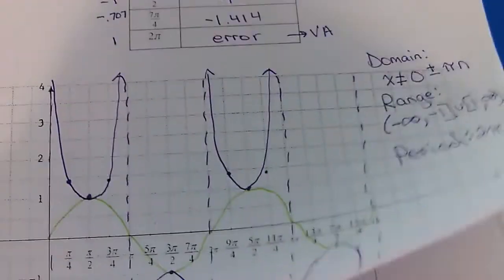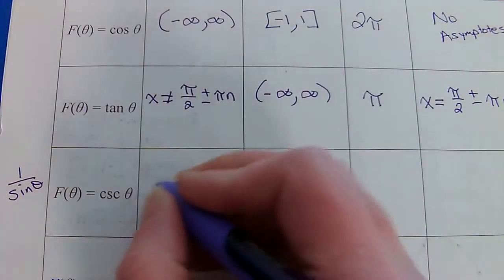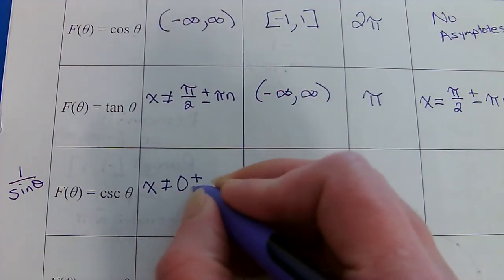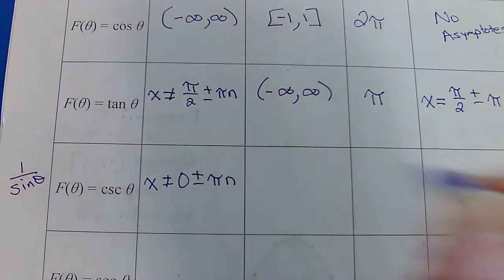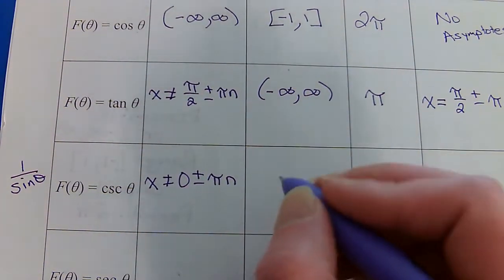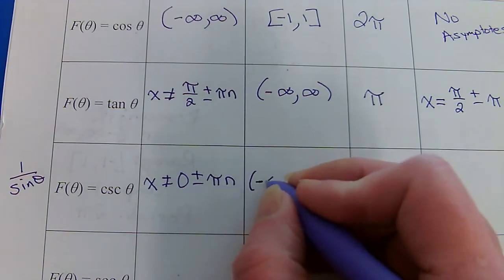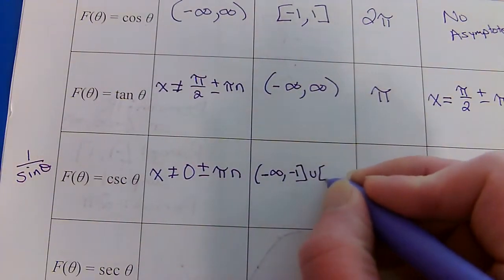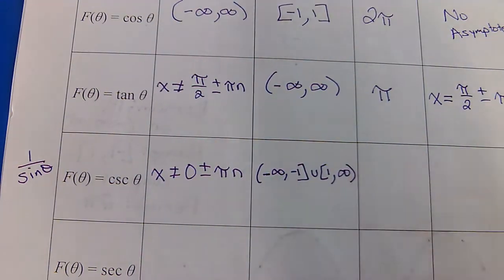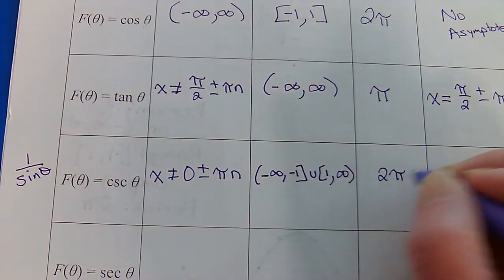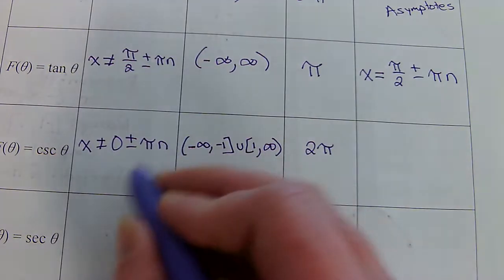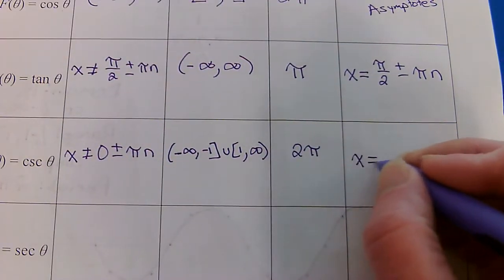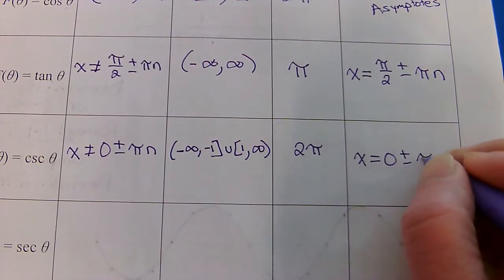Okay. So on the front page, we had asymptotes occurring starting at 0 and repeating every pi. We had a very strange range. It went from negative infinity to negative 1, and then from 1 to infinity. The period was 2 pi, and wherever these are my asymptotes, that's where x cannot be. So put that down.